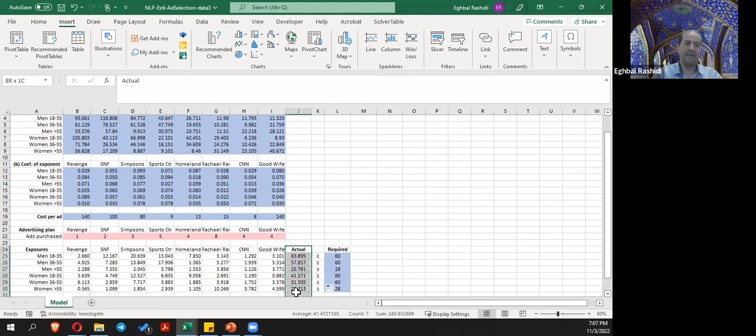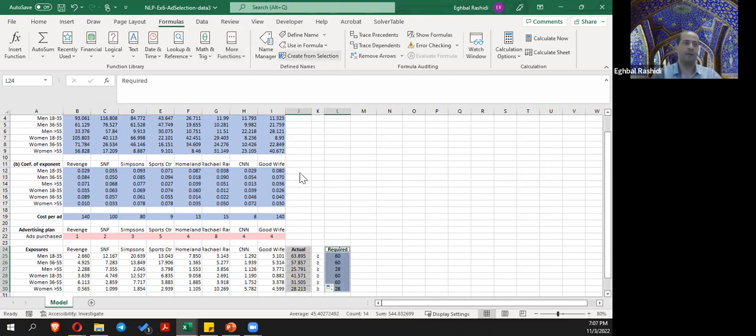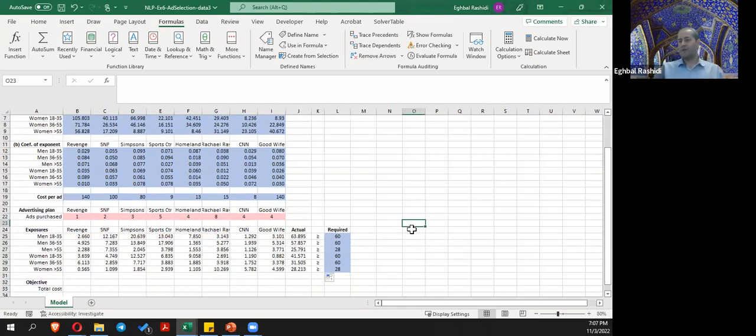I'm also going to name these. Is there going to be an actual exposure? This is going to be required exposure. This is going to make our model in Solver do better. So this is going to be one of our constraints.